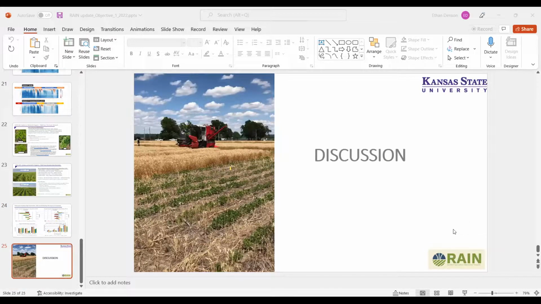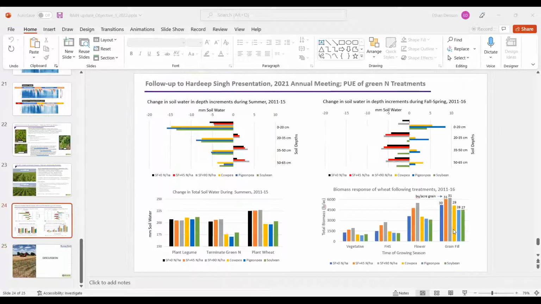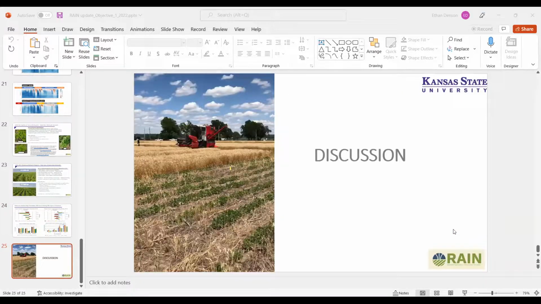Okay. So the plan is that we'll get into objective 2, that's Tyson. I guess quick question or observation, while Tyson's getting set up here.